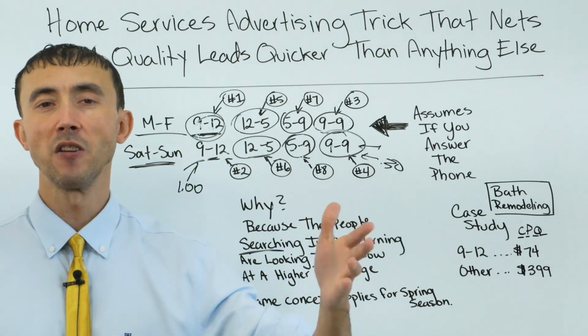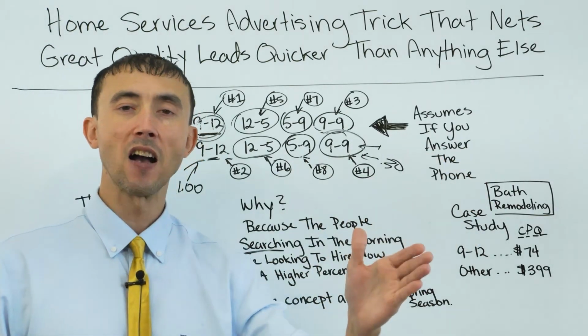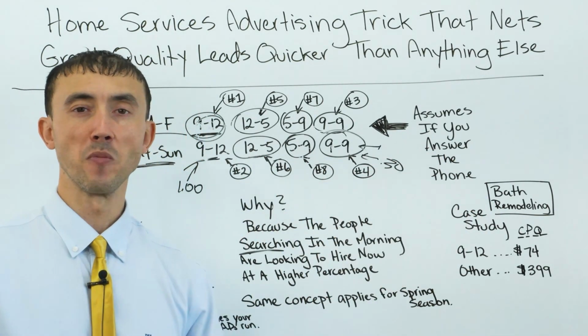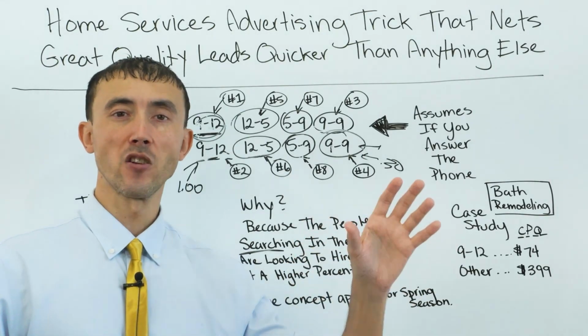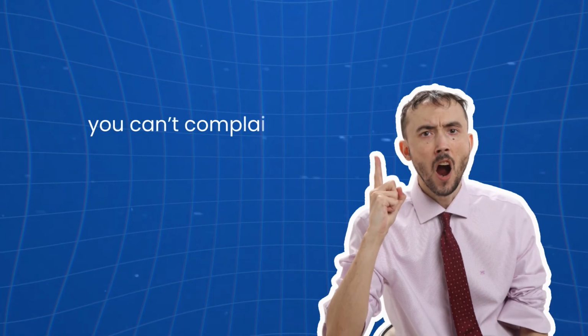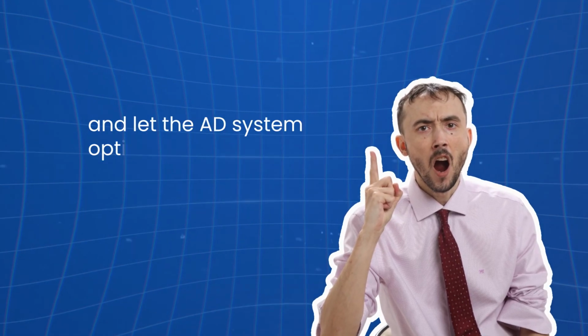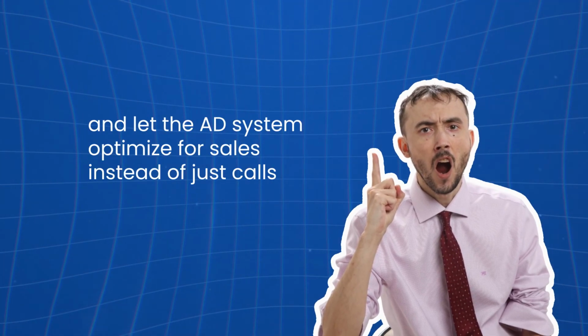Or ideally, obviously, we want sales revenue, but we can track qualified opportunities, and those track a lot closer to profit than calls by themselves, which is why you've got to track everything down to a sale. Because if you don't, guess what? You're going to optimize for the cheapest calls. You can't complain about how much you're making until you track all the way to a sale and let the ad system optimize for sales instead of just calls.